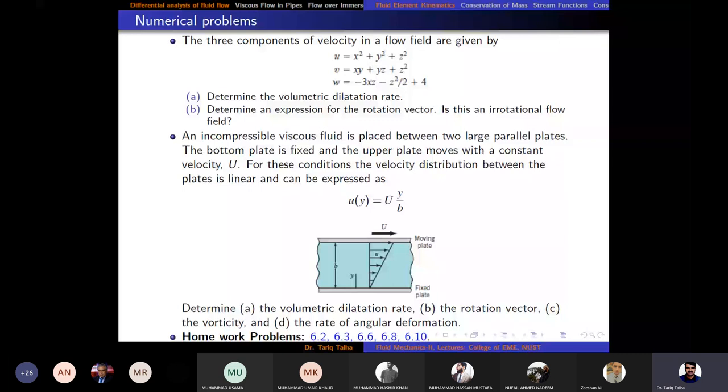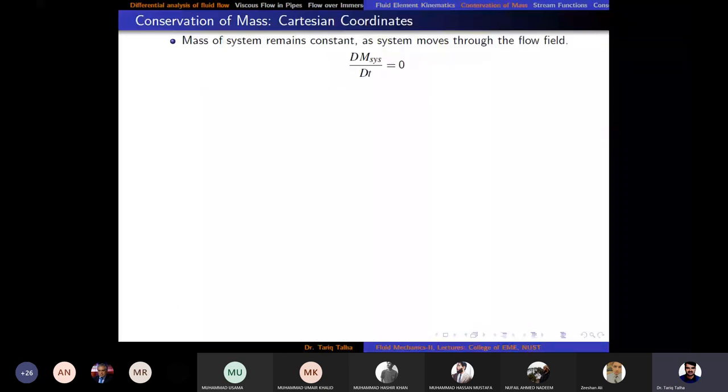Now we are going to discuss the derivation of the Navier-Stokes equations, which are usually the governing equations for the viscous incompressible unsteady flow field.